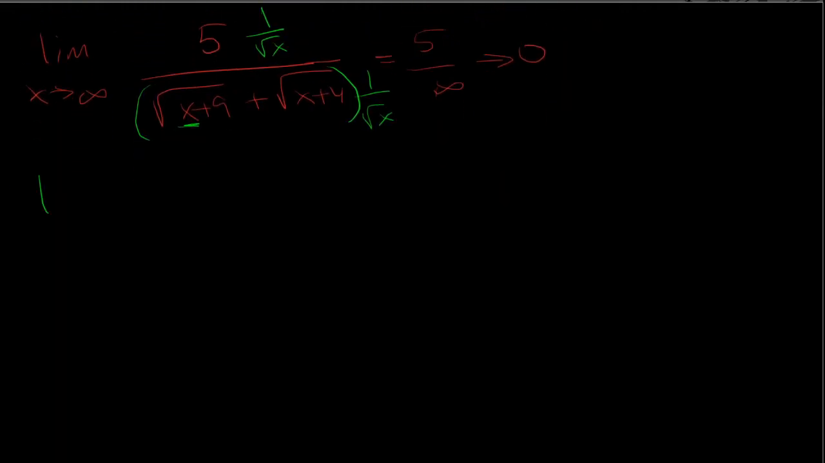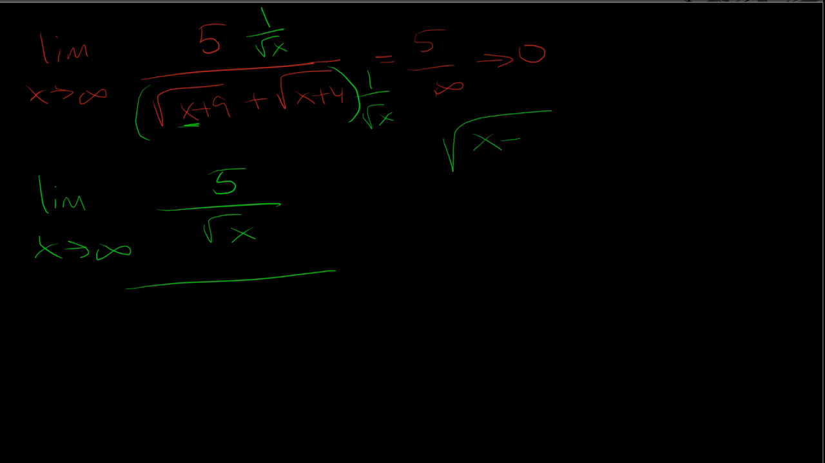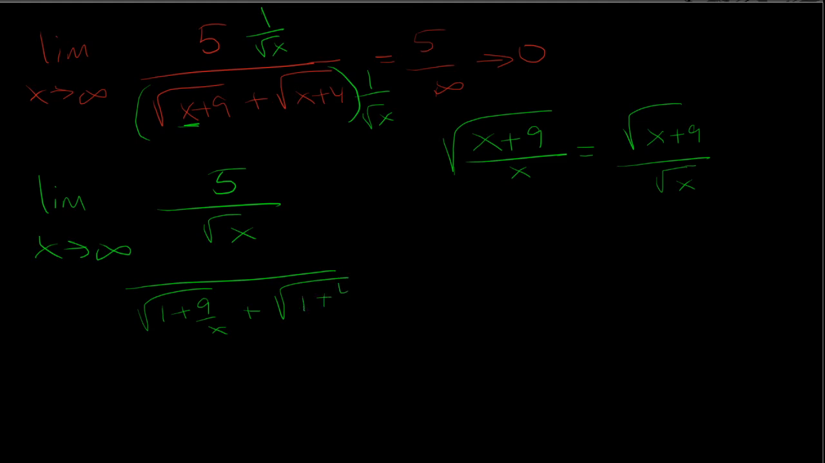So then at the top it's just 5 over the square root of x. And we want to bring the square root of x inside the square root. So really that turns into just the square root of x plus 9 over x. Right? So the square root of x goes inside the square root as just x. Because you could just break it up as the square root of x plus 9 divided by the square root of x. Okay, so the x's will cancel, and so you'll have the square root of 1 plus 9 over x and the square root of 1 plus 4 over x.